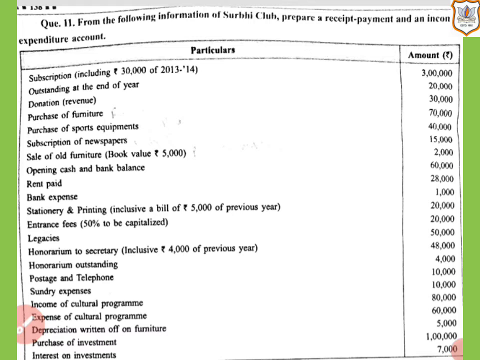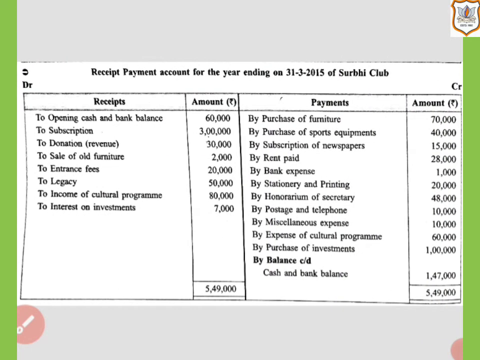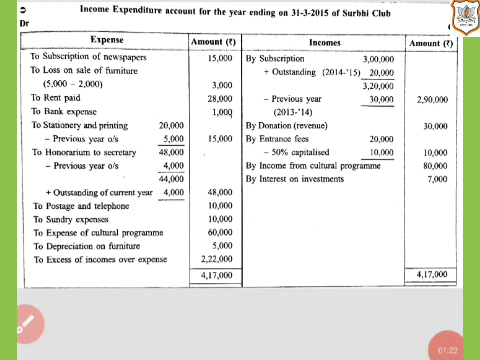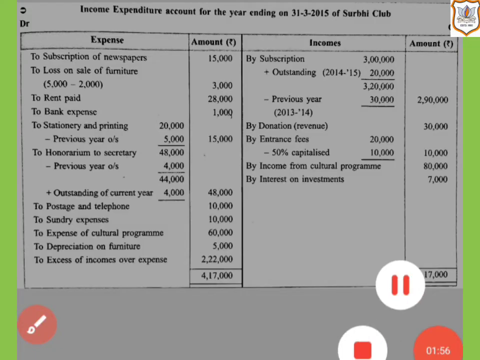Now next is honorarium to secretary, inclusive of 4,000 of previous year. Amount is 48,000. Honorarium to secretary is an expense for the concern, so we will record it on payment side. Here it is 48,000. Then in income expenditure account, we will show it on expense side. Here it is honorarium to secretary 48,000, and we will deduct 4,000 which is of previous year, so we will get 44,000. And in the question below that, honorarium outstanding is given, that is 4,000. So it is outstanding of current year, that is yet to be paid, so we will disclose it in current year, so we will add 4,000. So in the outer column we will get 48,000.